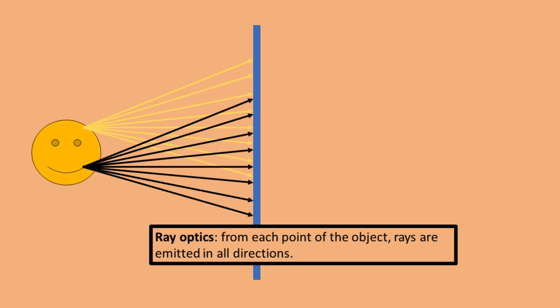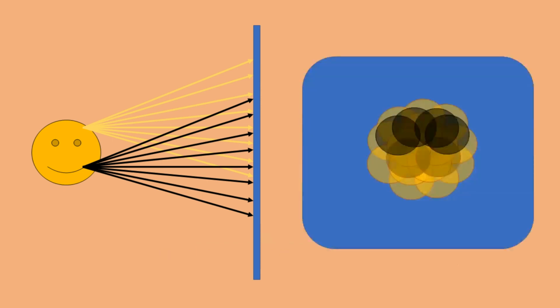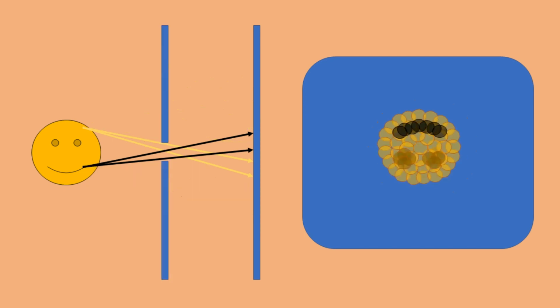Say we have an object, and we want to create an image of it on a screen. Here's what we assume in ray optics. Each point of the object scatters rays of light in all directions. If we look at the light that hits the screen, then we wouldn't be able to see a clear image, because each point of the object would give a very big spot on the screen, so the image is very blurred. But what happens if we put a pinhole between the object and the screen?